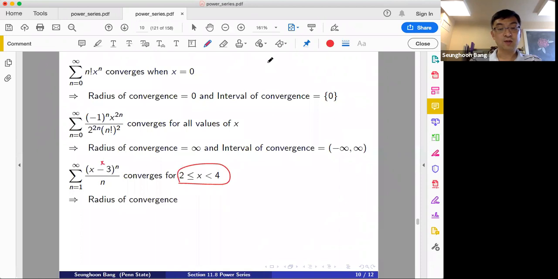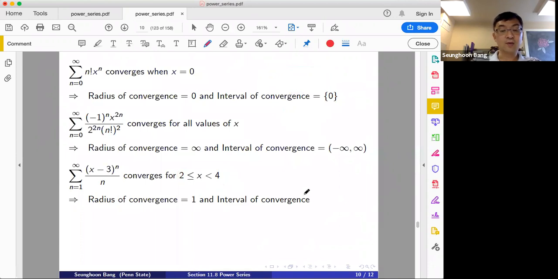This interval, what does it mean? We have this interval, 2 to 4. You need to find the whole length. What's the length of this interval? 4 minus 2 is only 2. What's the radius? The radius is always half of the length. That's right. The length 2 divided by 2, so the answer is 1. So the radius of convergence is 1. This is the idea.